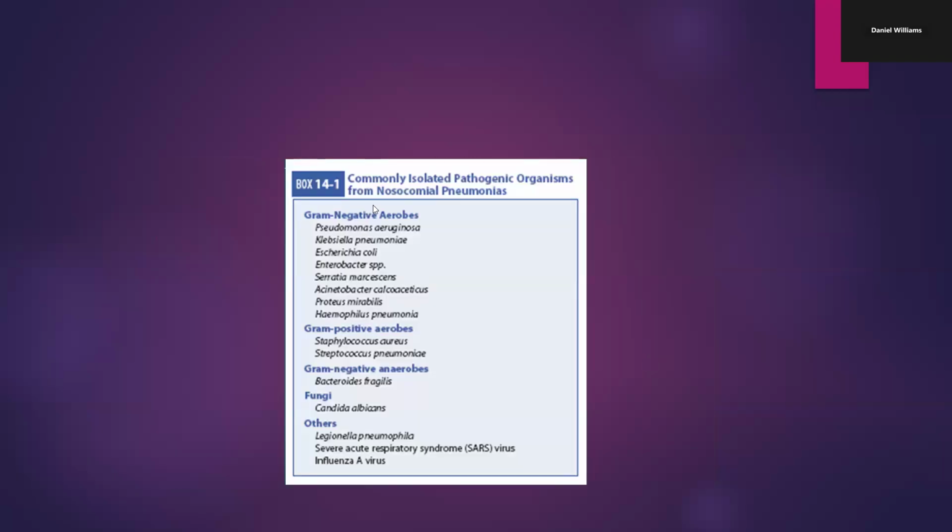Remember, taken out of the textbook, those are some of the gram negative and gram positive aerobes that I asked you to remember, as well as the fungi, and then you can have some of the other items that could potentially lead to the onset of nosocomial pneumonias. Remember, nosocomial means that it occurred while the individual was in the hospital. So make sure that you can recognize those for your exam moving forward.